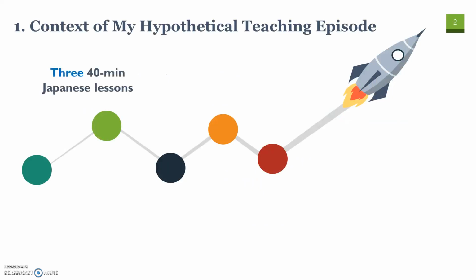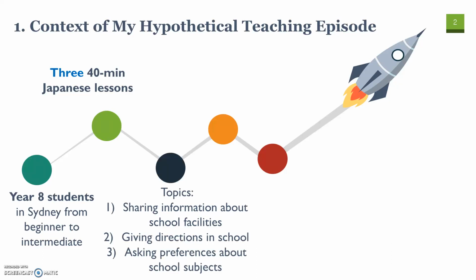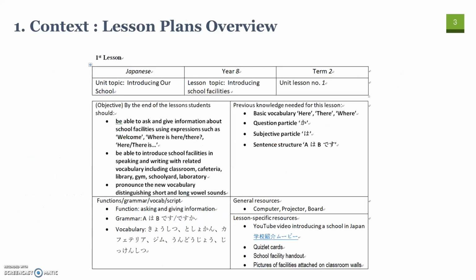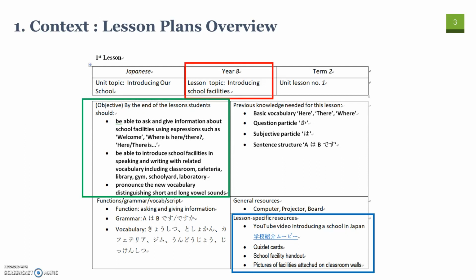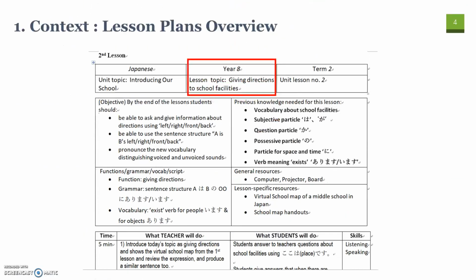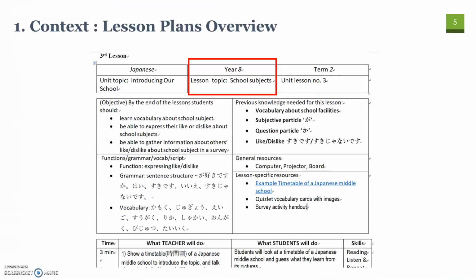I made a sequence of 3 40-minute lesson plans for Year 8 students learning Japanese language in a school in Sydney. The topics include sharing information about school facilities, giving directions with a school map, and asking preferences about school subjects. If you look at the lesson plan overview, you can see that the topics, objectives, and resources are related to each other and that the previous learning contents are recycled and reused for longer retention and effective learning.